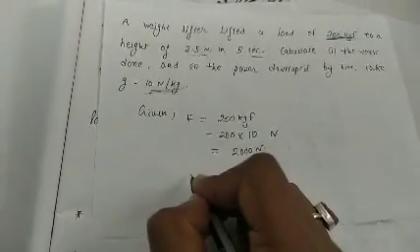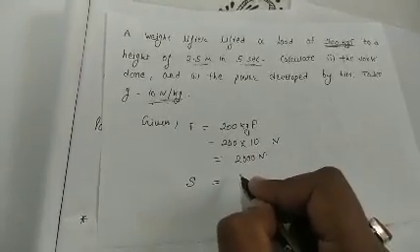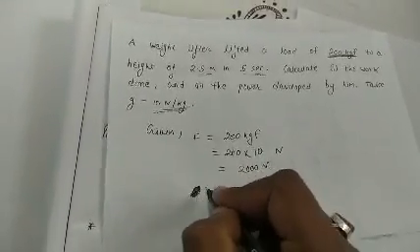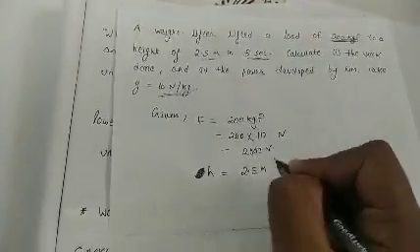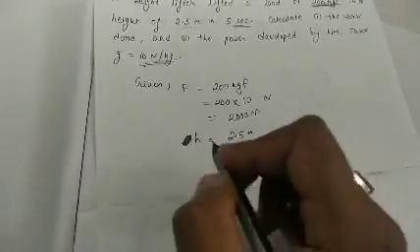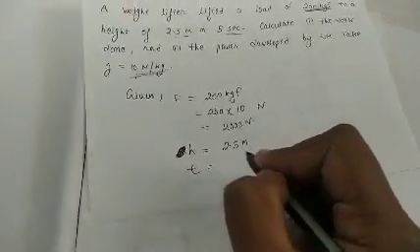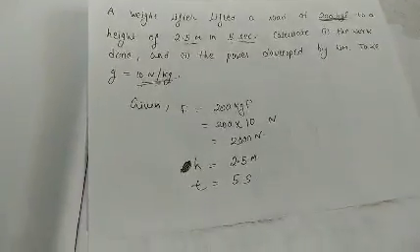height. So let's write distance for height, h only. h equals 2.5 meter, and what else is given? Time equals 5 seconds. Calculate the work done.